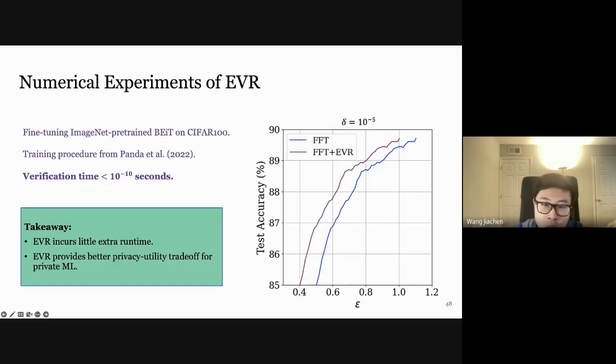And to further illustrate the advantage of the EVR paradigm in real applications, we show the privacy utility trade-off curve for the current state-of-the-art private training on the CIFAR 100 dataset. As we can see, the EVR paradigm provides a better test accuracy for any privacy budget epsilon compared with the traditional upper bound method. And this is for free, except a small amount of verification time, which is smaller than 10 to the negative 10 seconds in this figure. This is partially because sampling from Gaussian distribution can be easily accelerated by the GPU.